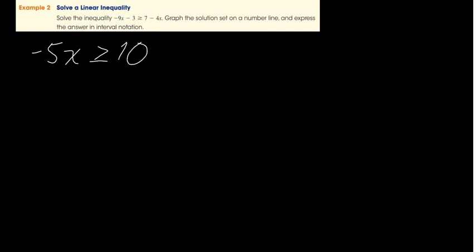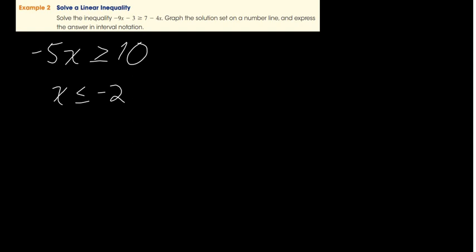Now I'm going to divide both sides by a negative 5. By dividing by a negative number, I'm going to flip that inequality. So it's going to become x is less than or equal to negative 2. And that's it. Now let's graph this solution on a number line.